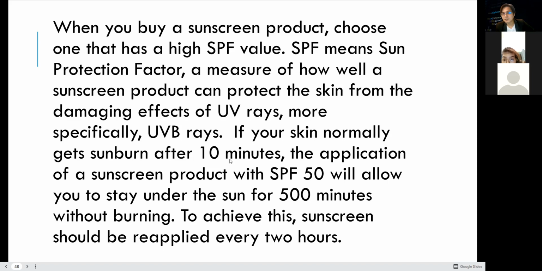Okay. To achieve this, sunscreen should be reapplied again. Sunscreen should be reapplied every 2 hours. Okay.